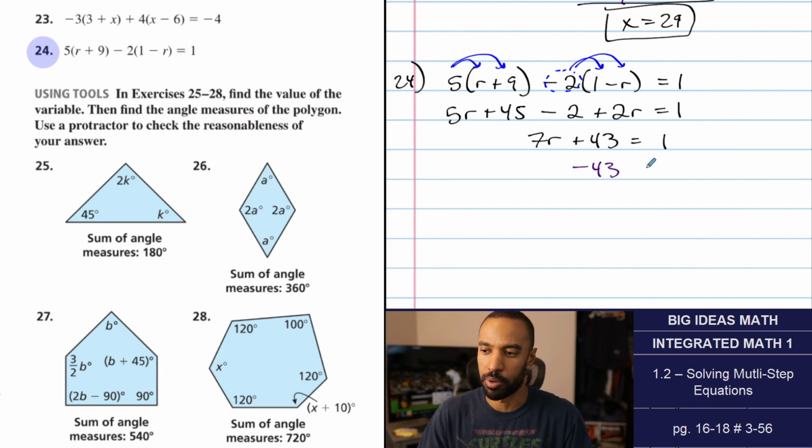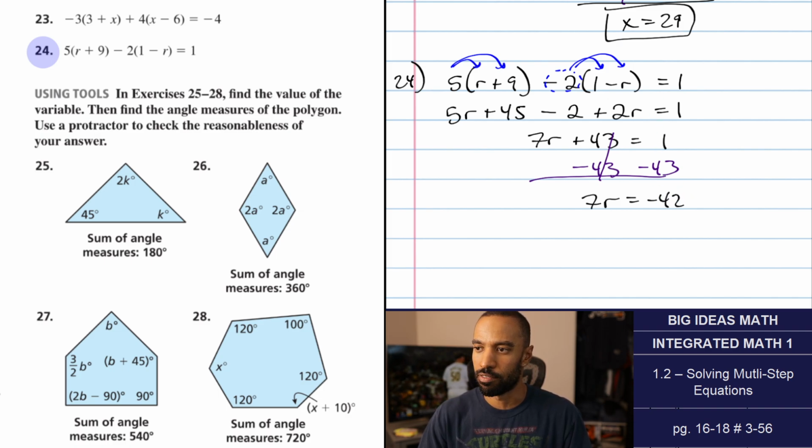Subtract 43 from both sides. We get negative 42, which is divisible by 7, which is great. 7r equals negative 42, and then we divide. We get negative 6.